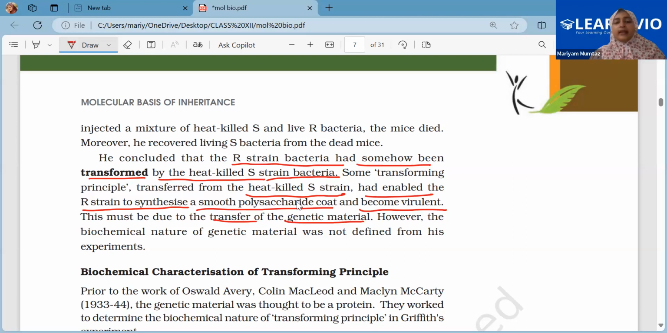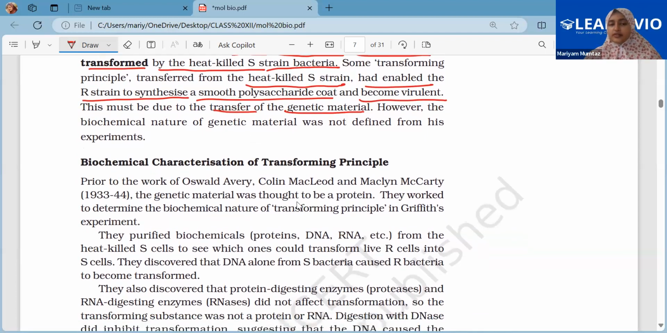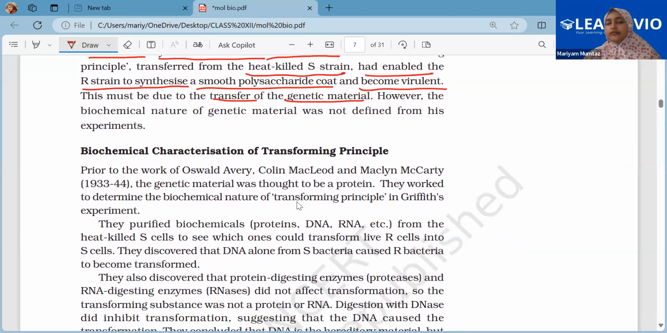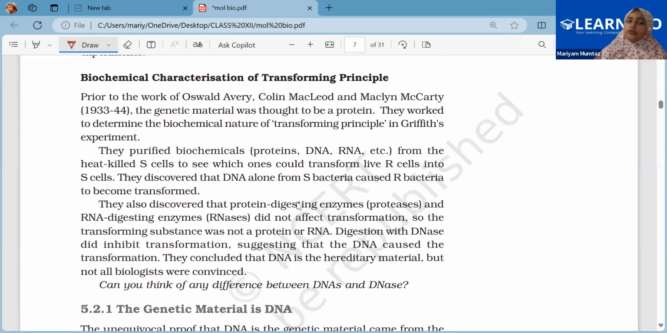Still not known. Now, the biochemical characterization of the transforming principle. Prior to the work of Oswald Avery, Colin MacLeod, and Maclyn McCarty from 1933 to 44, the genetic material was thought to be a protein. People thought that whatever the genetic material is, we don't know its chemical nature, but we think that it is protein. They worked to determine the biochemical nature of the transforming principle in Griffith's experiment.